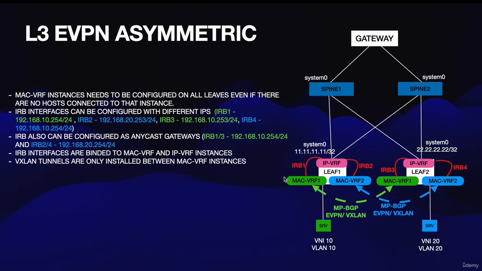The VXLAN tunnels will be installed only between the MAC-VRF instances which are sharing the same VNI. We'll have multi-protocol BGP enabled with EVPN between each MAC-VRF instance. We will use the system0 interfaces on each leaf to install the VTEPs and to establish the BGP peering.